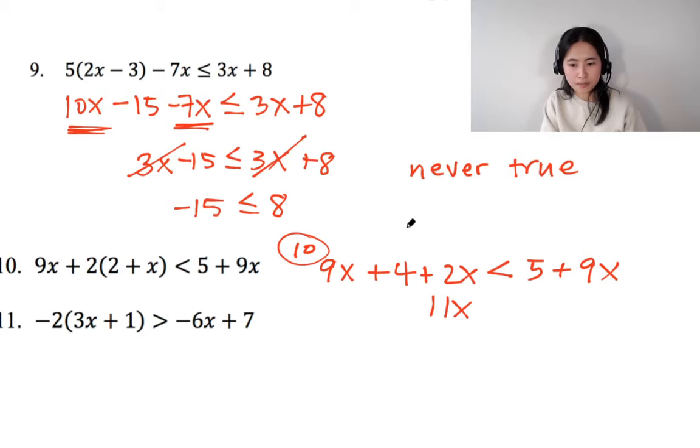Hold on. Now let's go back to number 10. So we have 9x plus 2x, that's 11x. And then basically you have 9x on this side, so we can just move the 9x to the opposite side. 11x minus 9x from here, that's going to be 2x.